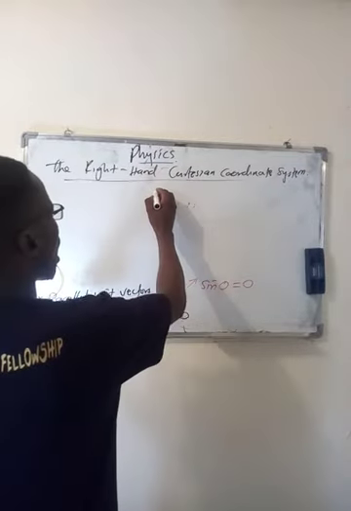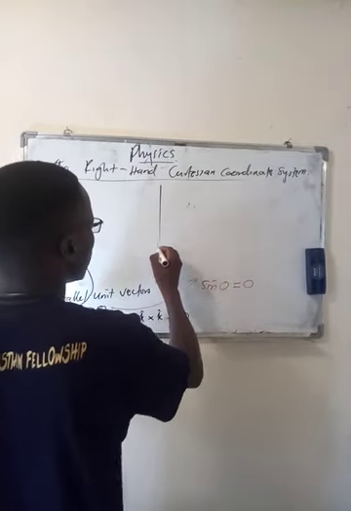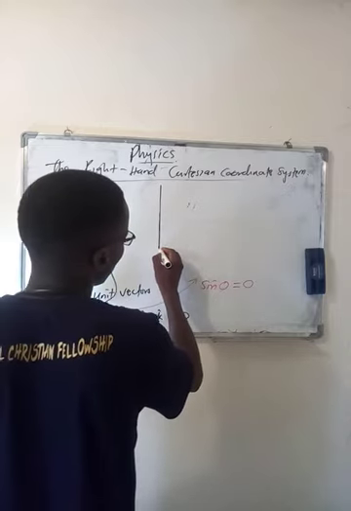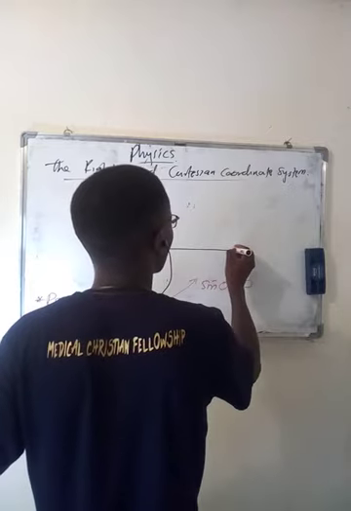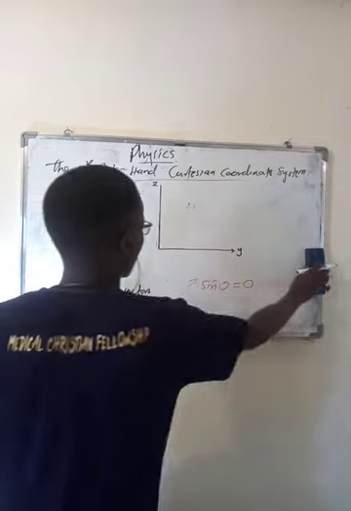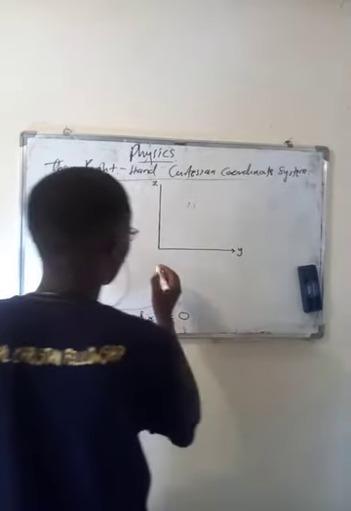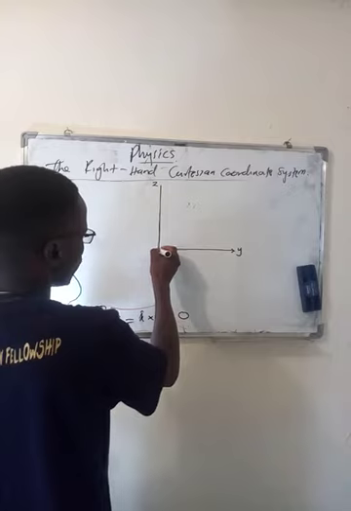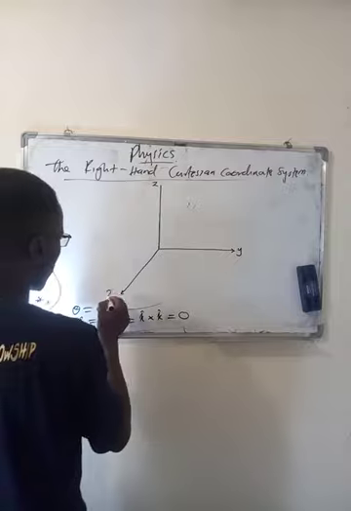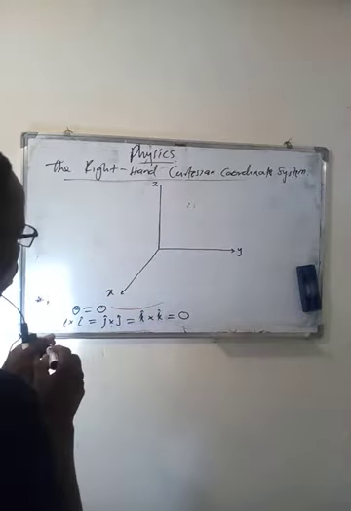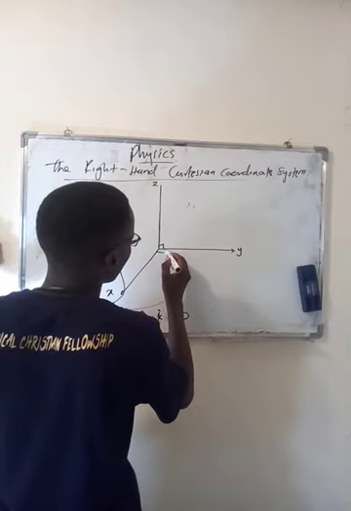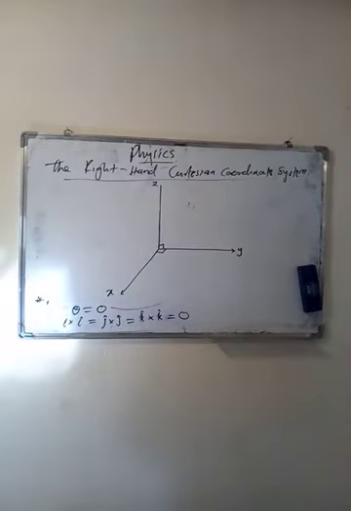Now, let's say that is our Cartesian coordinate system. This side we have y, this side we have z, and then we have the x coordinate this side. Remember, it's 3 dimensions. And remember they are at 90 degrees to each other.